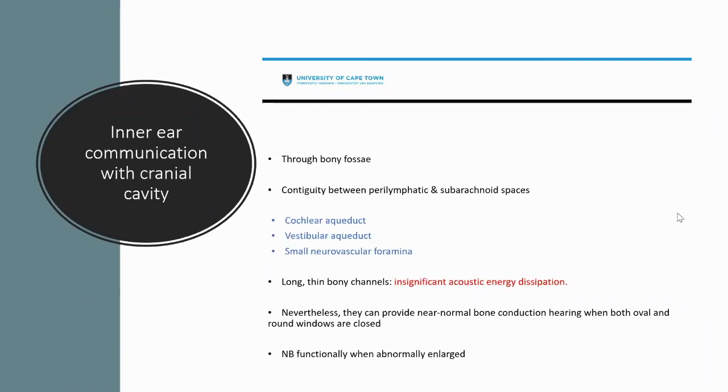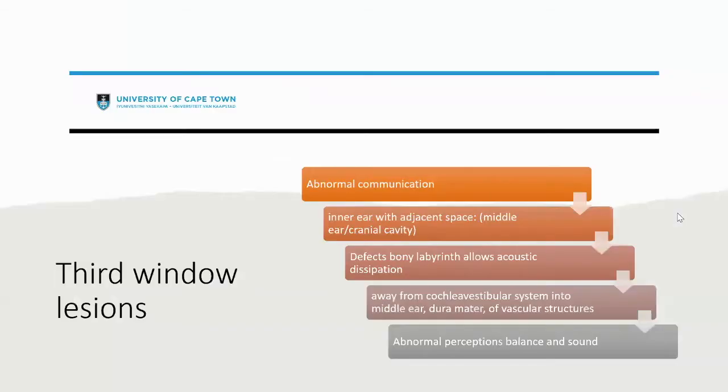So where they become functionally important is when they are abnormally enlarged, because then you have a much more significant loss of acoustic energy and energy dissipation. So a third window lesion specifically is that abnormal communication. It's a communication between your inner ear and an adjacent space. That adjacent space can be your middle ear, or it can be your cranial cavity.